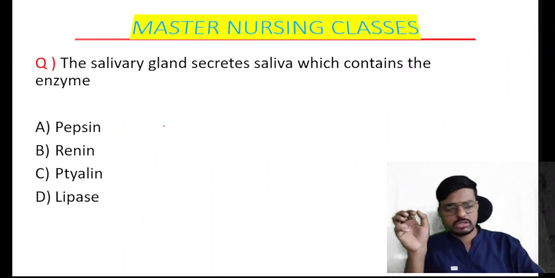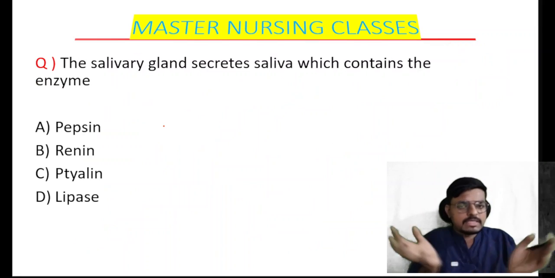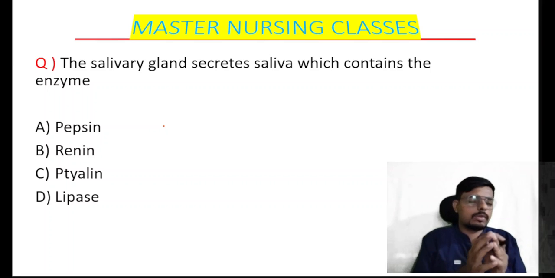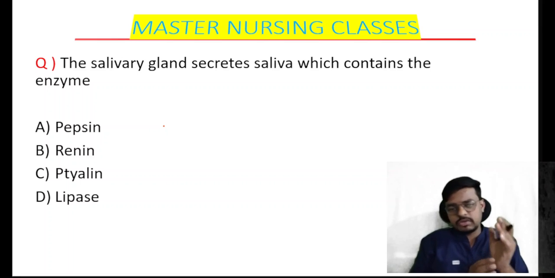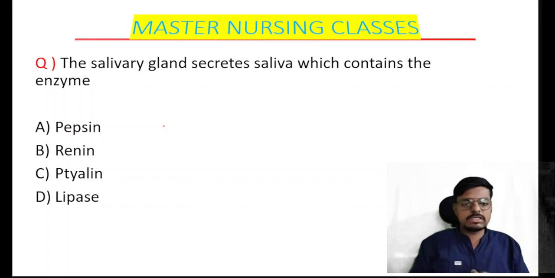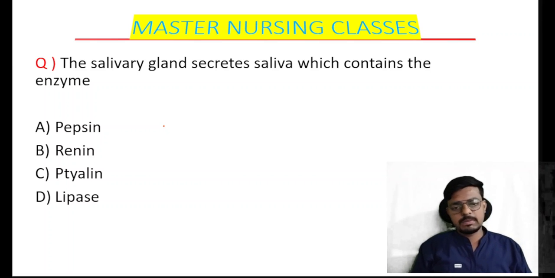Yes, here is the next question in front of you all. Very basic question. All of you can give the answer very easily. Okay, so here is the question. The salivary gland secretes saliva, which contains which enzyme? Option A is pepsin.